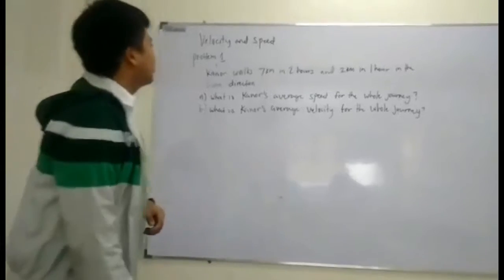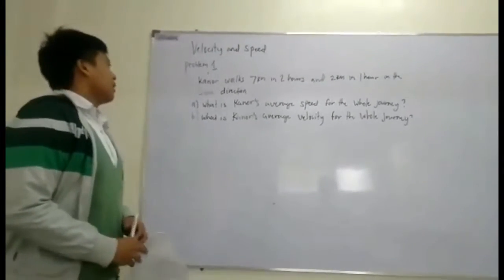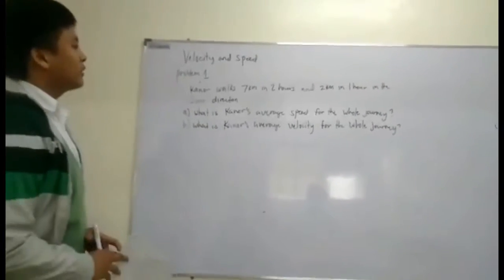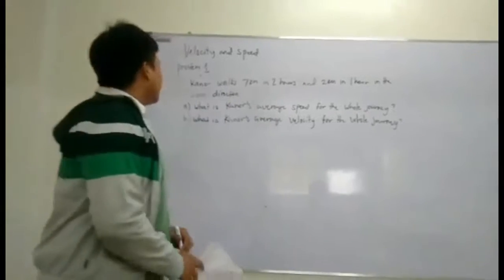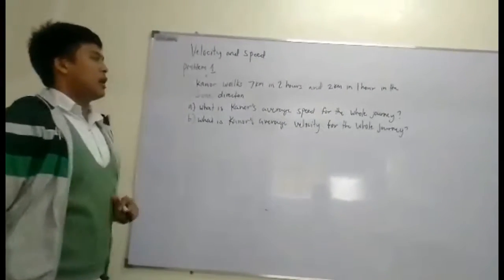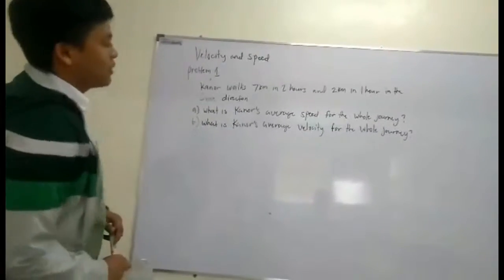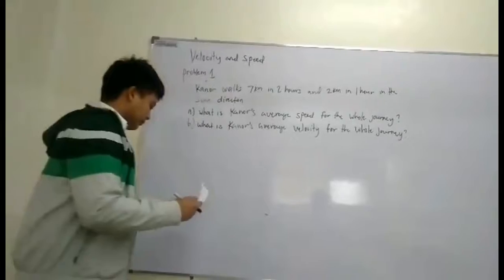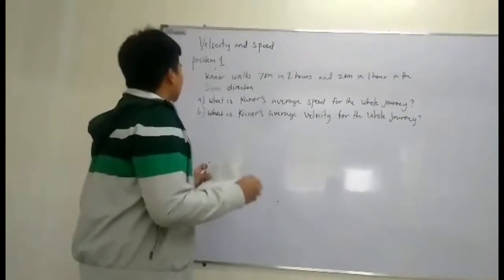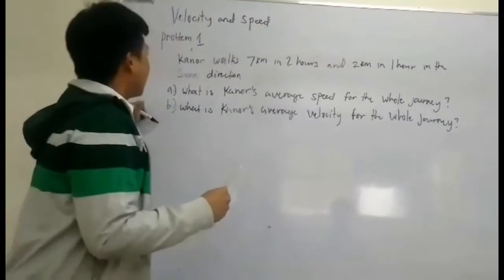Hello everyone, we are now discussing velocity and speed. Here's the first problem. Caron walks 7 kilometers in 2 hours and 2 kilometers in 1 hour in the same direction. What is Caron's average speed for the whole journey? What is Caron's average velocity for the whole journey? First, we illustrate the distance of how far Caron walks.